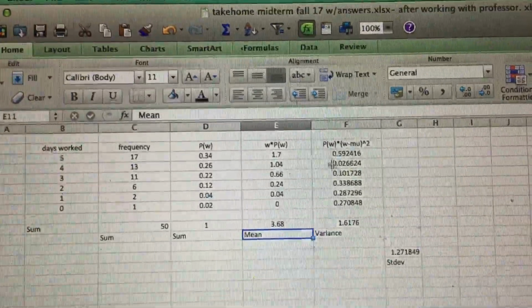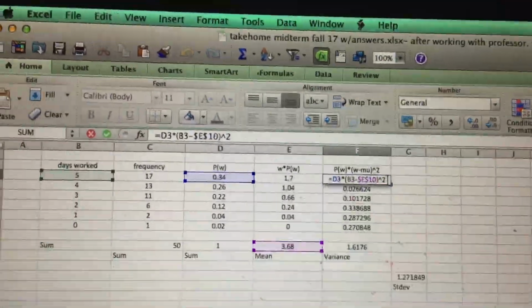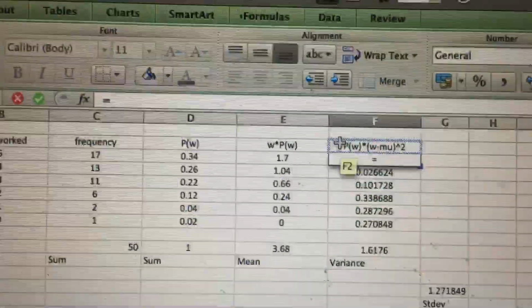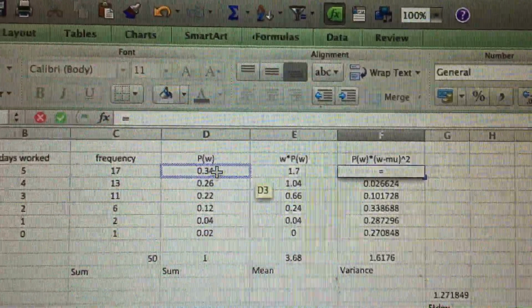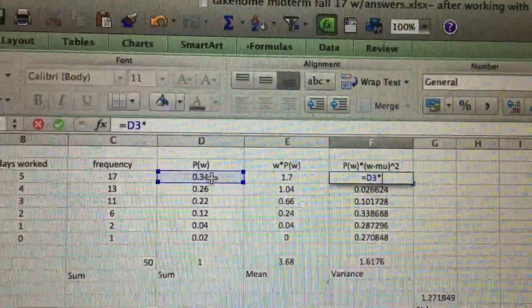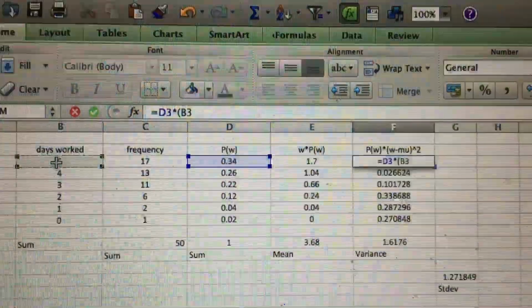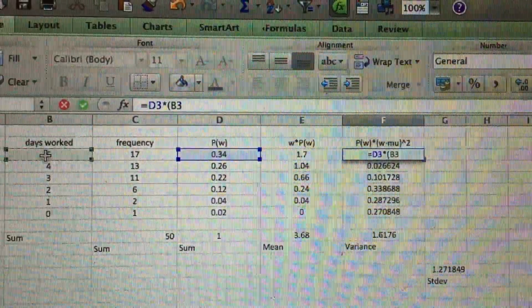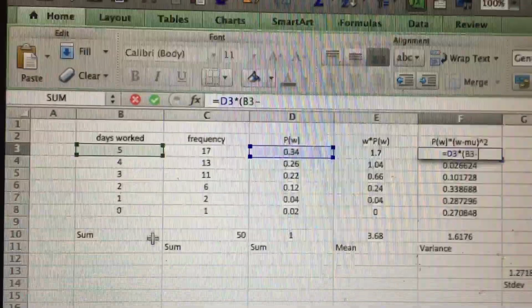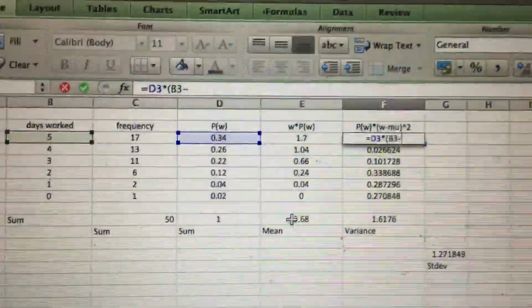I'll start from the beginning so you can see it. This is the probability of W, right here. We're going to take that one and put times, and in parentheses the W, which is this, minus the mean. Where's the mean? The mean is right here, the part where we had to add up that total.